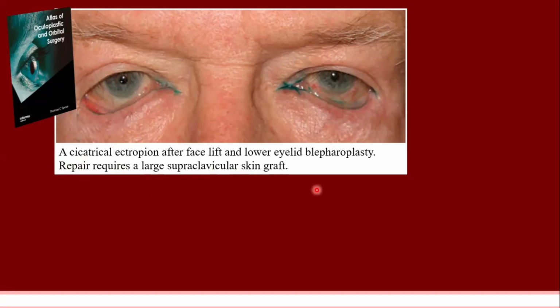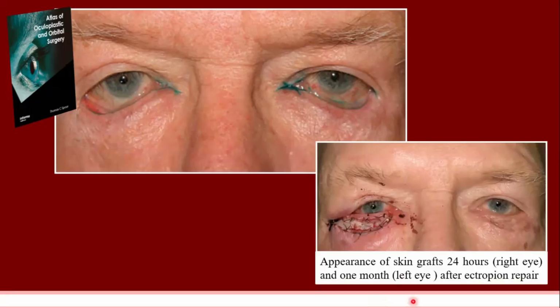So can anyone tell me other donor sites for skin graft? Other eyelid or the same upper eyelid. Yes, postauricular skin exactly, and supraclavicular. So postauricular and preauricular. Okay, thank you. Excellent. Thank you. And this is the appearance of the patient. You can see on the right side after 24 hours, and on the left side after 1 month of the skin graft.